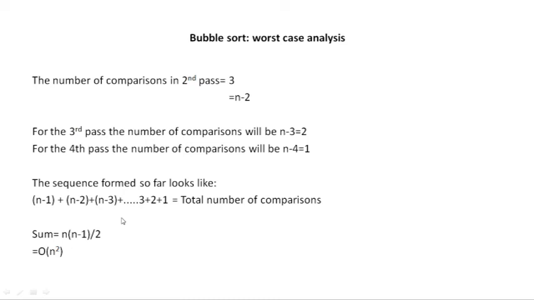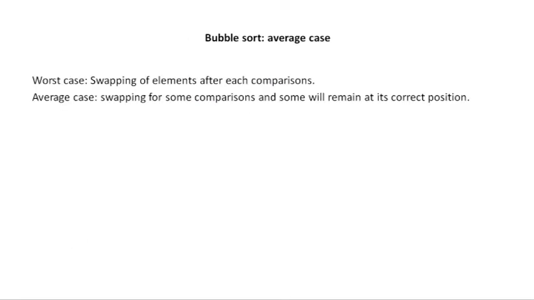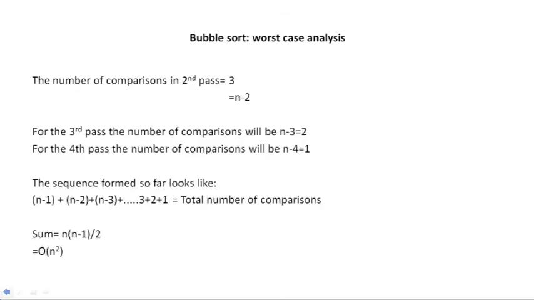And for the average case also it is going to be the same, because the average case input looks like, let's say, 1 3 2 4 5, where 1, 4 and 5 are fixed, at their correct relative positions. Only 3 and 2 are not at their correct positions. So in that case also the same time will be taken; the average case is going to be the same.